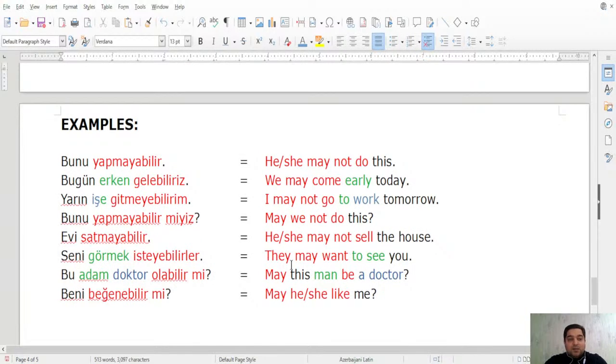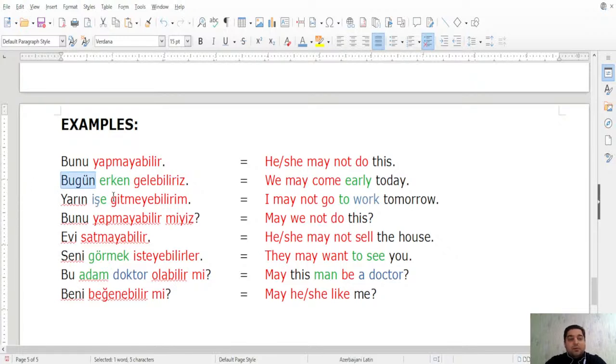Let's look at a couple of examples here. Bunu yapmayabilir means what? He, she may not do this. So you may think that they may do it, but there is a possibility that he or she doesn't do it. Okay? So may here means possibility. Bunu yapmayabilir. He, she may not do this.